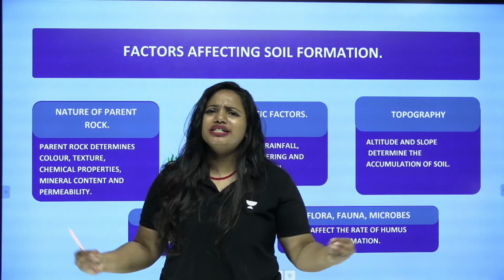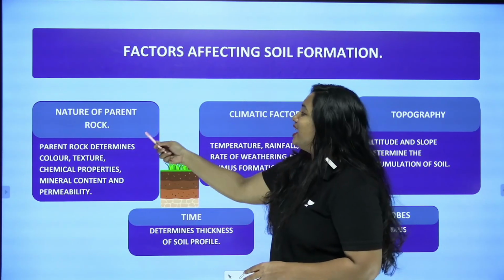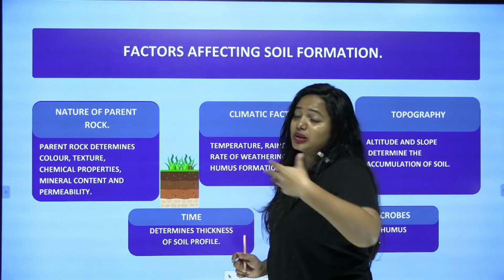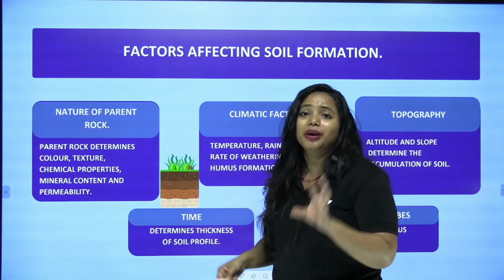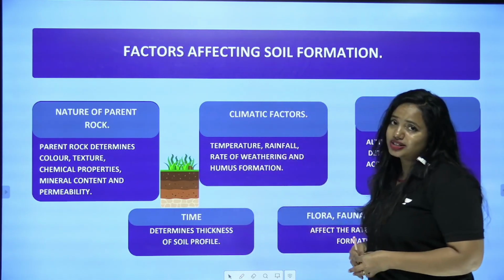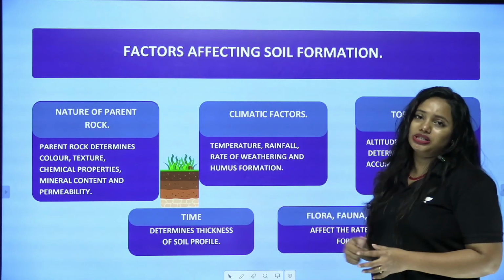But what are the factors affecting it? Let's learn it one by one. So here is the very first one, nature of parent rock. So nature of parent rock decides or determines the color, texture, chemical properties, mineral content and permeability of soil. Similarly, when you talk about climatic factors, temperature, rainfall, rate of weathering and humus formation.